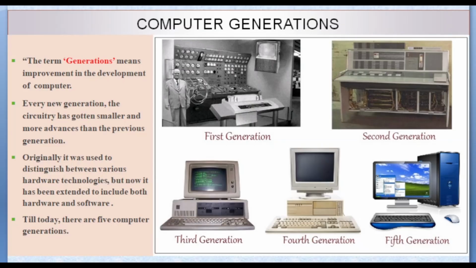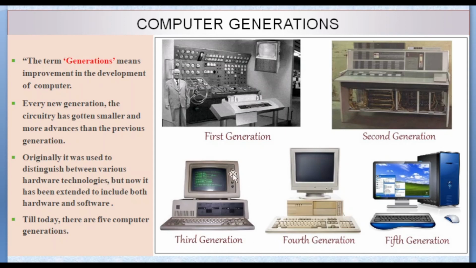Let's talk about different generations of computer. The term generation means improvement in the development of computer. You can see the first generation computer required nearly one complete room to set up a computer system. With every new generation, the circuitry got smaller and more advanced than the previous generation. So in the case of the second generation, the room can be replaced with a large table. Okay, so we are getting a more compact form of computer.